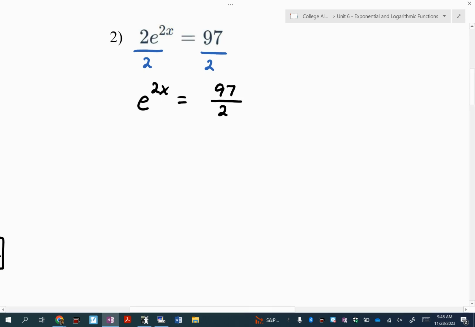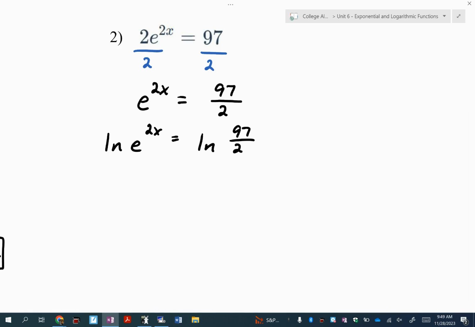I love the natural logarithms. All right, so you're going to write ln on both sides. ln stands for natural logarithm.